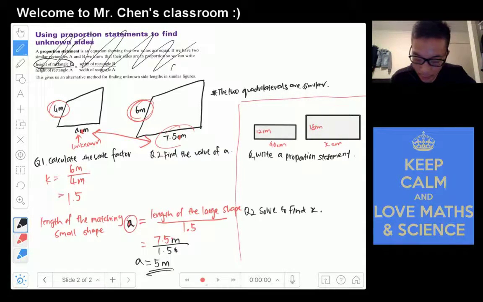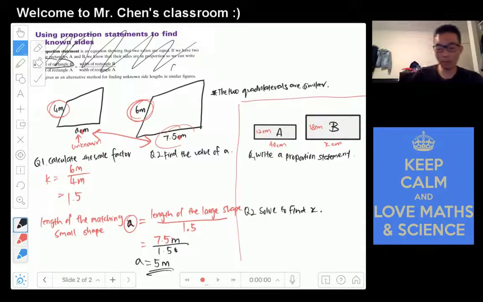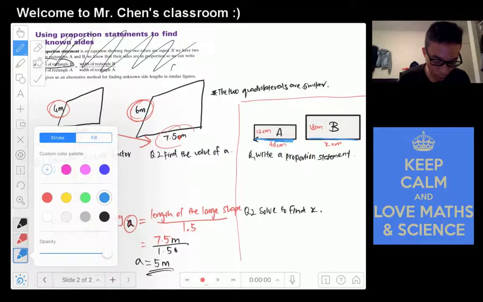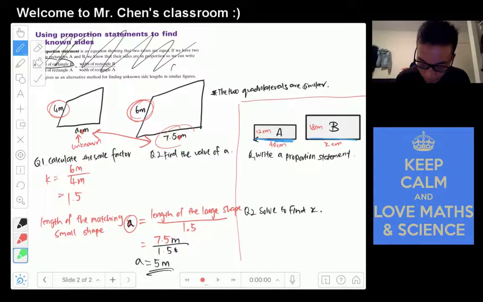So in this case, I'm just gonna make it easy. A is the B for that one. So length is this one. Okay, I'm gonna use blue, so length is blue. That's the length. So width, I'm gonna use green for width. Okay, there you go.